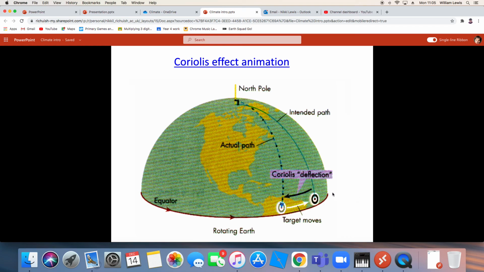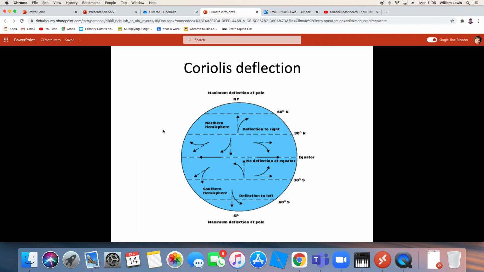The Earth is a sphere. The equator is the fattest bit. As the Earth rotates then, the equator is travelling at about, I think it's 1,400 or 1,600 kilometres an hour. It's very fast. If you were stood right on the North Pole, you wouldn't really move at all. You would just rotate on the spot. So there is a speed difference between the pole and the equator. And because of that speed difference, things actually can't travel in a straight line. They get deflected. So this diagram just shows you what direction things get deflected in.